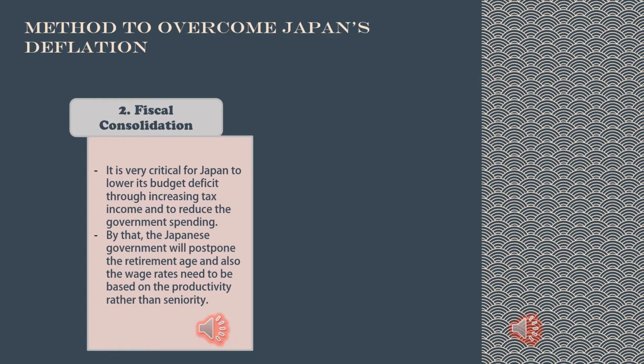In order to reduce government expenditure, the Japanese government postponed the retirement age, and the wage rate needs to be based on productivity rather than seniority. In conclusion, short-term fiscal policy has to be managed by the government in a flexible manner while showing a solid political commitment to restoring Japan's fiscal balance in the medium and long term.